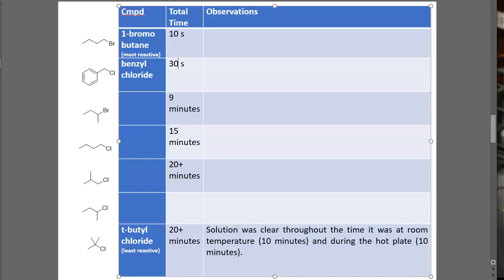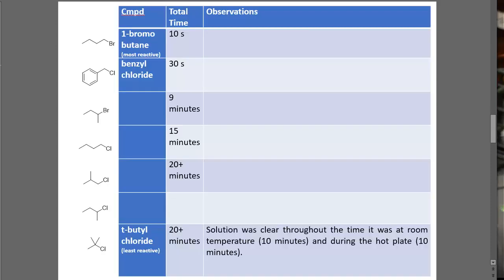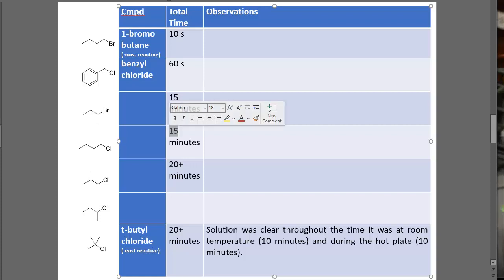All right, let's take a break on this video for a second and think about what happened for our SN2 reaction. So looking at our total time, we said 1-bromobutane was about 10 seconds. We said our benzyl chloride, we had plenty of precipitate at about 60 seconds. And for our 2-bromobutane, we accumulated quite a bit of precipitate after about 15 minutes. And for our 1-chlorobutane, that was some precipitate at about 20 minutes.